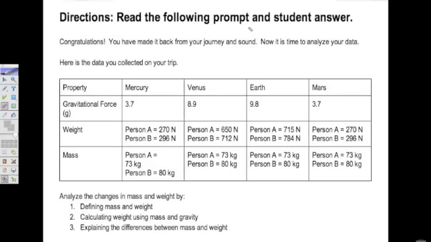Alright, now that you're at that document, we need to read the following prompt and student answer. So I'm going to show you what a student wrote to this prompt. Congratulations, you have made it back from your journey safe and sound. Now it's time to analyze your data. Here's the data you collected on your trip. So we have the gravitational force of 4 different planets, we have the weight that was calculated on those 4 different planets, and we have the mass that was calculated on those 4 different planets.